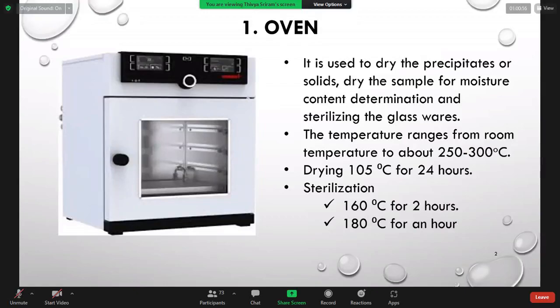In the oven, we can dry the residual moisture content, or else we can remove the whole moisture content from the particular sample. After that, we can remove the sample from the oven. Here, the drying temperature should be maintained at 105 degrees Celsius for 24 hours. If we are going to use this equipment for the sterilization purpose, we have to maintain the temperature at 160 degrees Celsius for 2 hours, or else we can use 180 degrees Celsius for an hour.